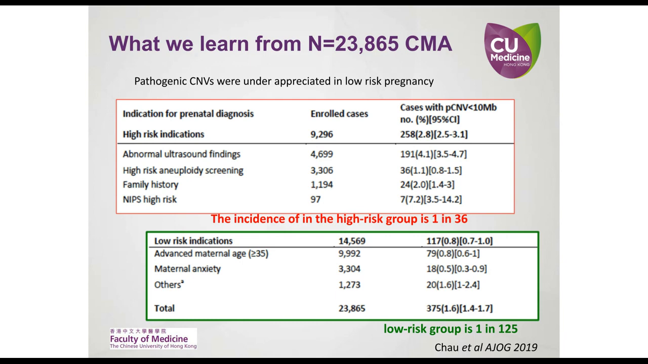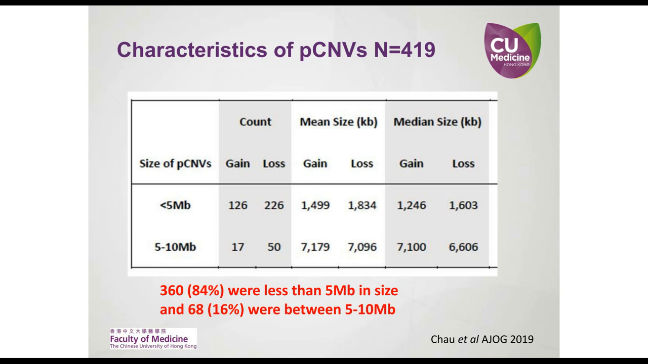It's 1 in 125. That exactly echoes the curve I just showed you from the collaboration with Dr. Francesca Gratti: even for low-risk cases, because microdeletion syndromes are not age dependent, only microarray is able to help you detect them. If we look into more detail, within these 419 pathogenic copy number variants, 84% of them are less than 5 million base pairs. So you can say very surely they will be missed by karyotyping.